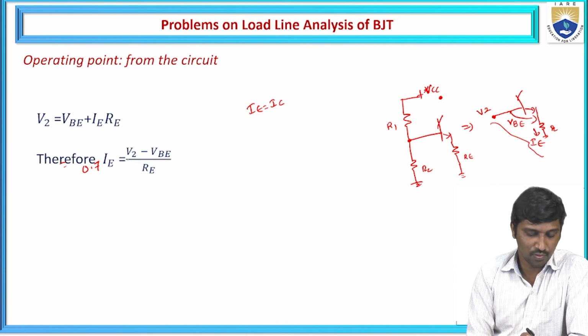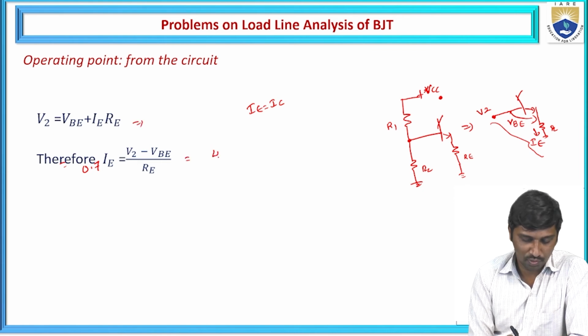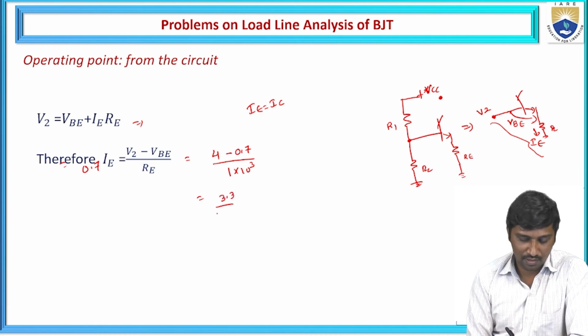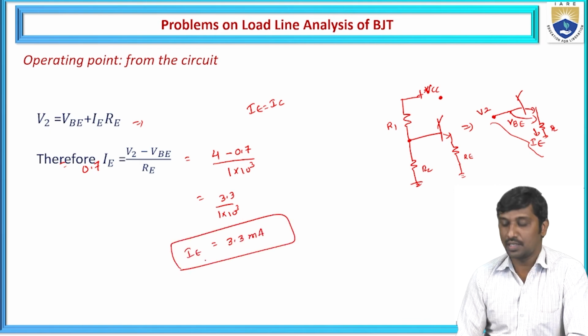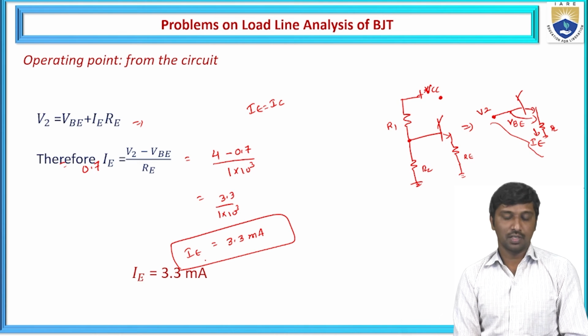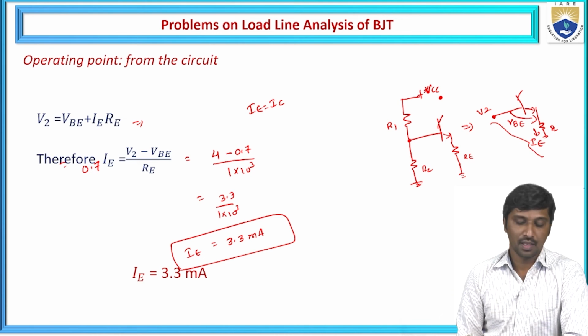Hence, IE is equal to, from this relation, (V2 minus VBE) by RE. V2 voltage is 4 volts minus 0.7 VBE, and RE is given as 1 kilo ohm. So 4 minus 0.7 is 3.3, by 1 into 10 power 3, that is equal to 3.3 milliamperes. That is your IE value. Hence IE is equal to 3.3 milliamperes.